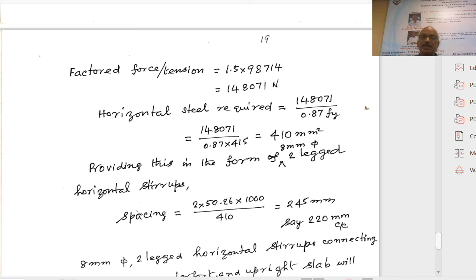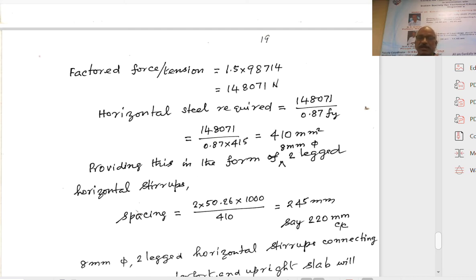So if Fy is the yield strength, Fy by 1.15 will be the value after applying the partial safety factor. So Fy by 1.15 is given as 0.87 Fy, that is the stress in steel. So that gives area of steel equal to 410 mm square. Again, providing this in the form of two-legged 8 mm diameter horizontal stirrups.